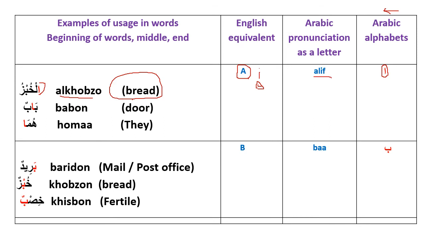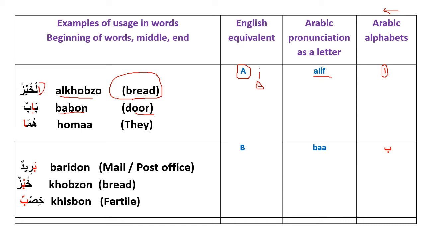Fine. When you have to write this letter in the middle of the word, it will look like this. It will be attached to the letter which comes before it, but it will be separated from the letter which comes after it, just like this in the example, babun. Babun, which means in English door.